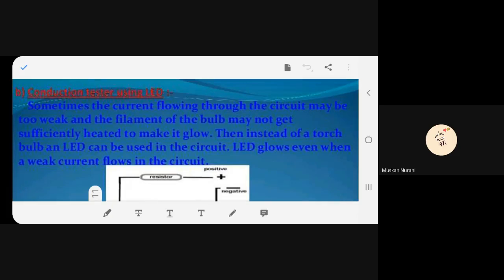So generally what happens when the bulb does not glow? The ordinary bulb, we say there is no current. But there may be current. That current may be weak, and the bulb cannot glow because the bulb needs high, strong electricity. Whereas an LED can detect the weakest of the current. So if a weak current is flowing and we have an LED in the circuit, the LED can detect the weakest of the current and it will start glowing.